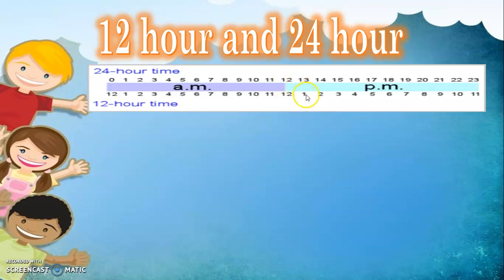Now, when you reach 1 p.m. in 12-hour time, we will add 12 more, so it will become 13. So each one, after we reach the p.m. in 12-hour time, if you want to change it to 24-hour time, we just add 12.